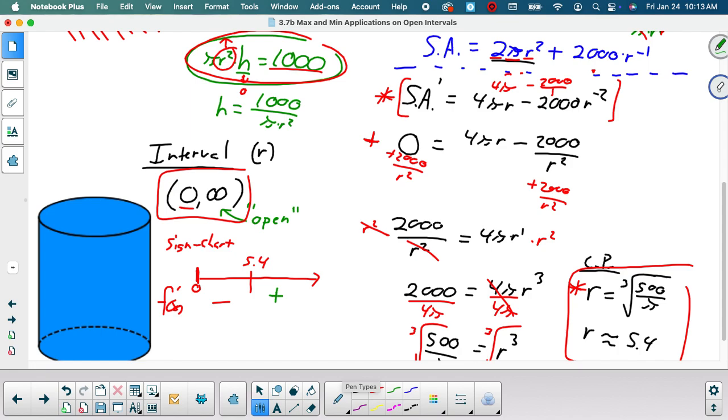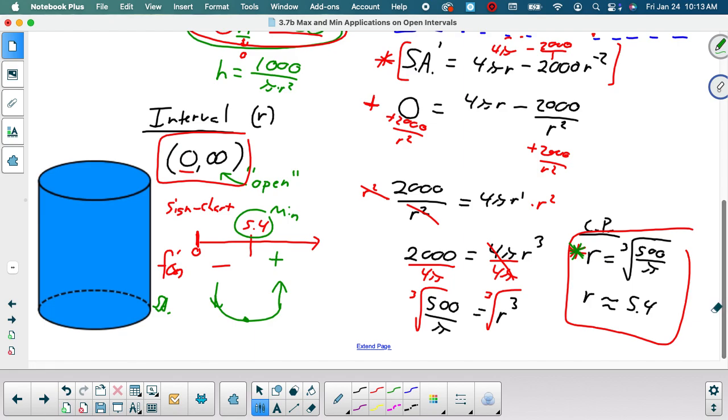What does that tell me about my function, about the surface area? That tells me that my function was going down. Now it's going back up. So that this point right here has to be a what? It has to be a minimum. And so if I want to minimize my surface area, the radius needs to be roughly 5.4, or the cube root of 500 over pi. But this is the proof, though. I'm using a sign chart for my proof now to show that if it's an open interval, because I can't make a table.